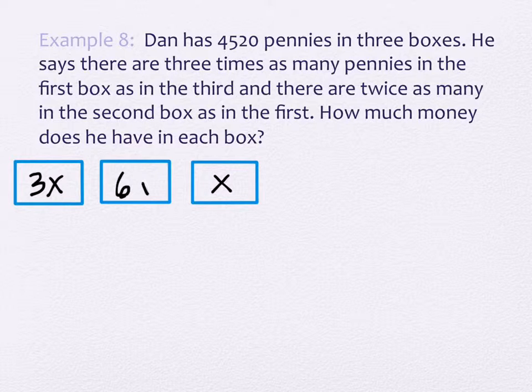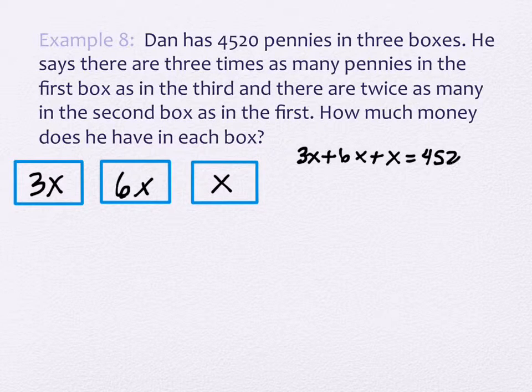Right. Okay, is everybody good with where all those values came from? Okay, so we've got 3x, 6x, x. Everybody good with that one? And then what would you say next, Amy? Well, all of them added together would be 4,520. So 10x equals 4,520. Third box would have 452.